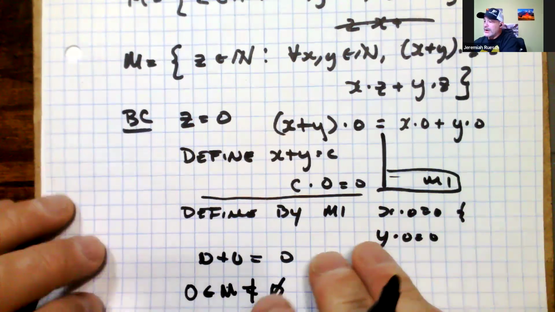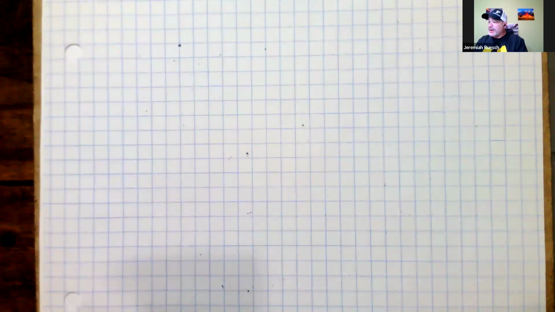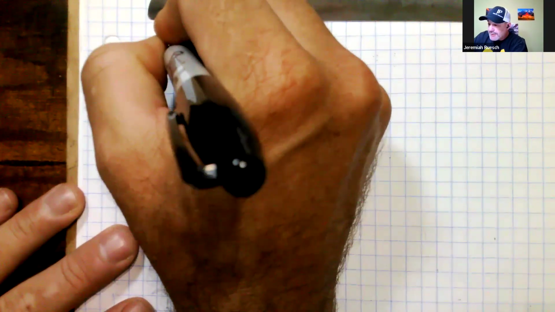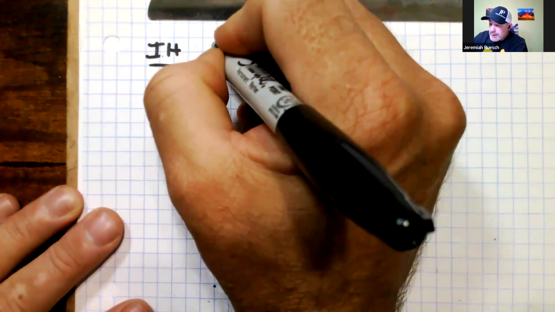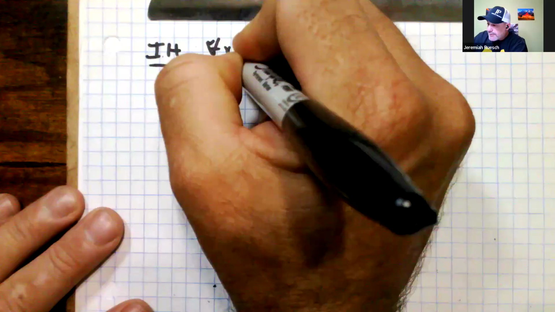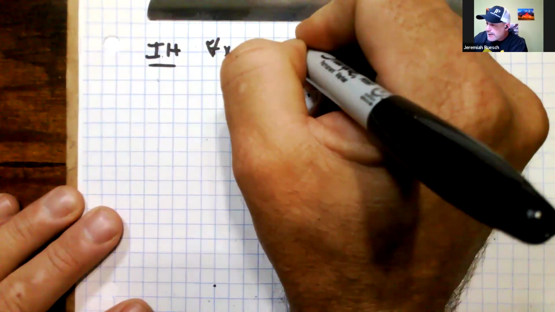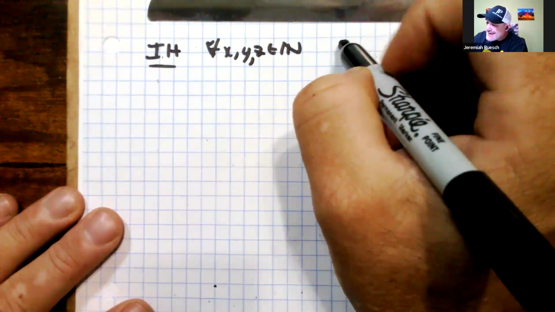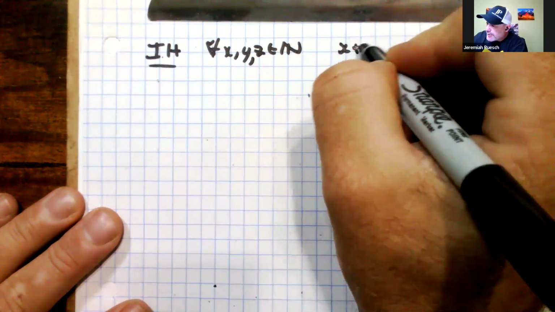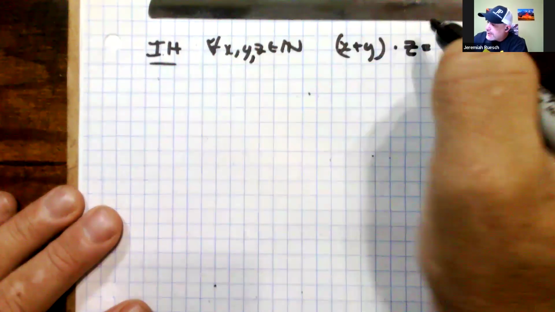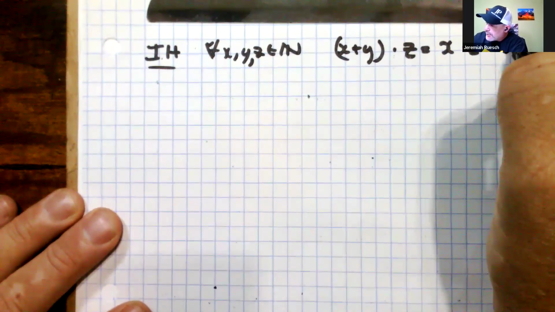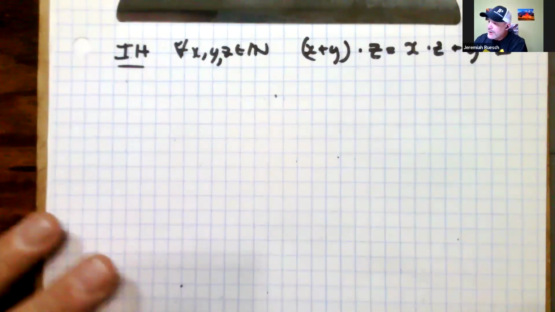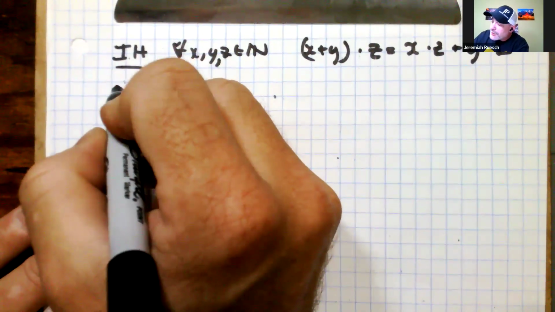Okay. All right, so let's go ahead and jump to the induction hypothesis. Then that says that for all x, y, and z in N, we're assuming that they're part of the set M. In other words, x plus y times z is going to equal x times z plus y times z. Okay, and so that's what we're not trying to show, that's what we're trying to assume.